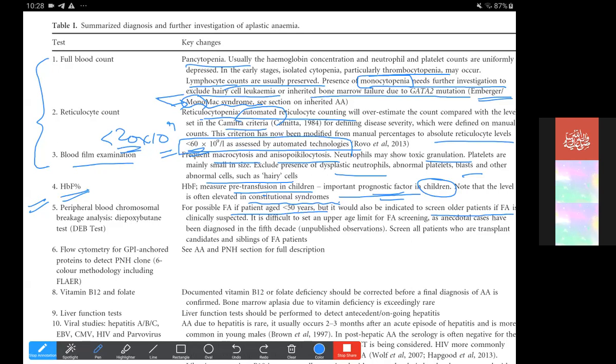That is, if we clinically suspect it, it is difficult to set the screening age, as anecdotal cases have been diagnosed in the fifth decade.